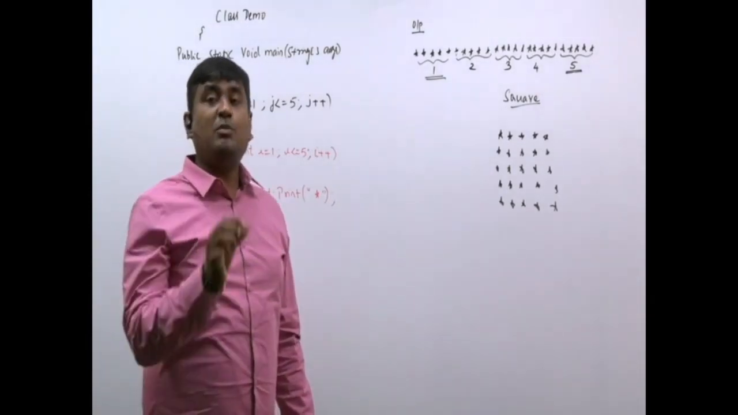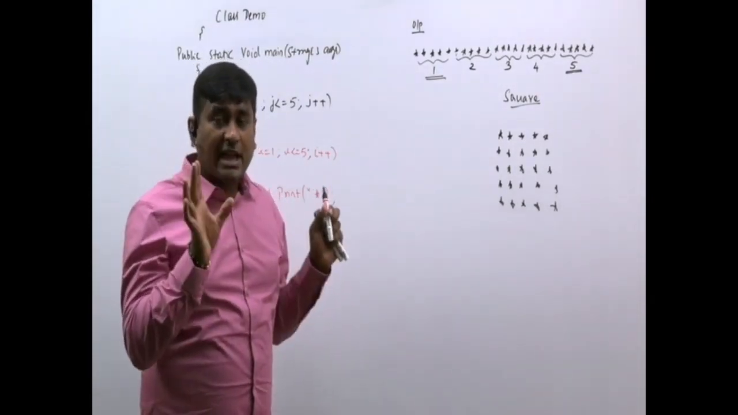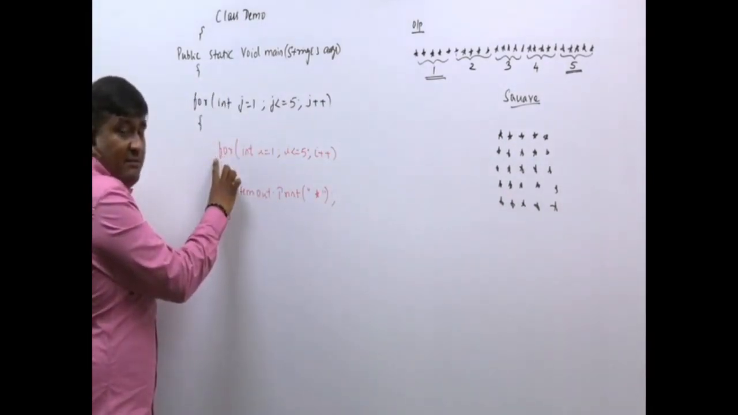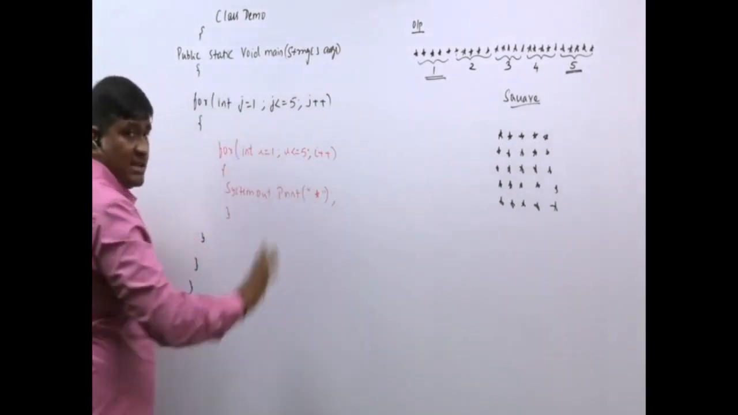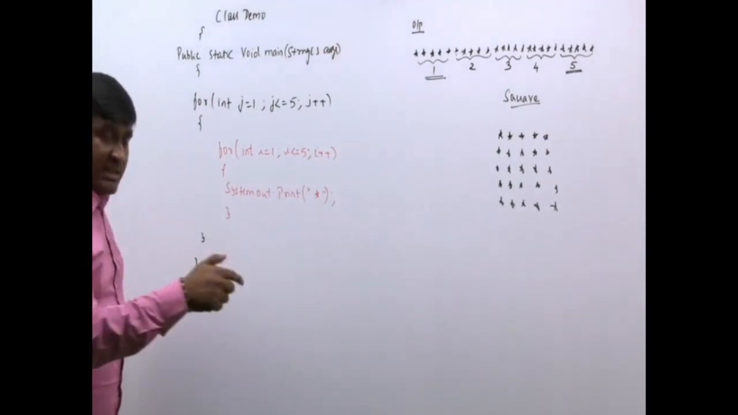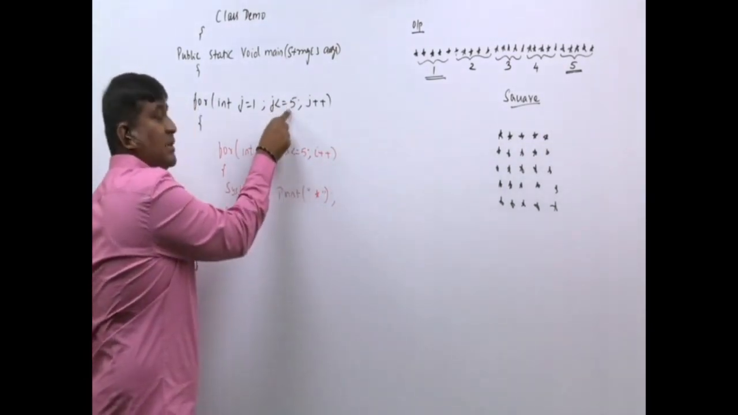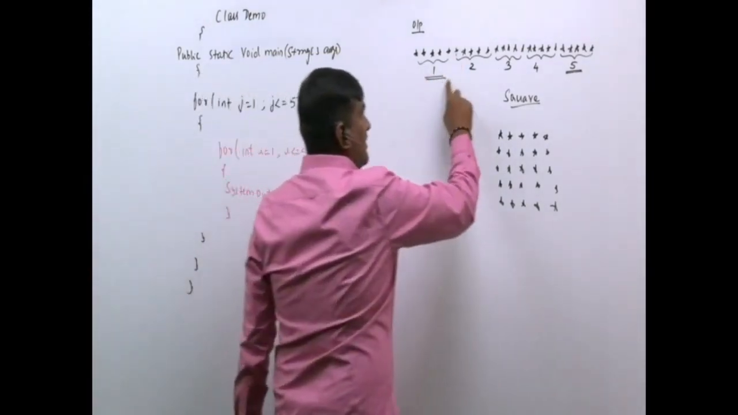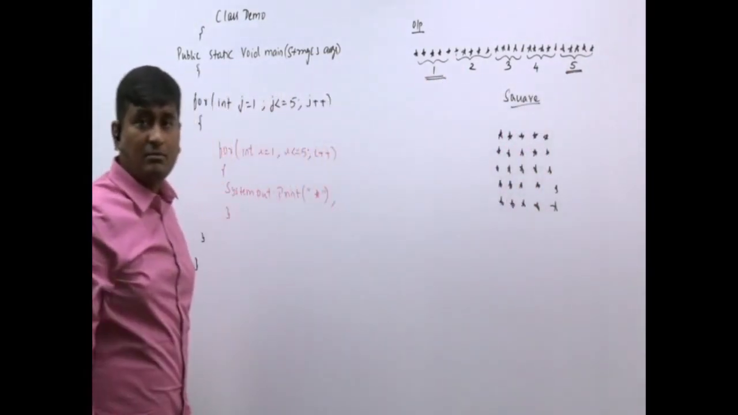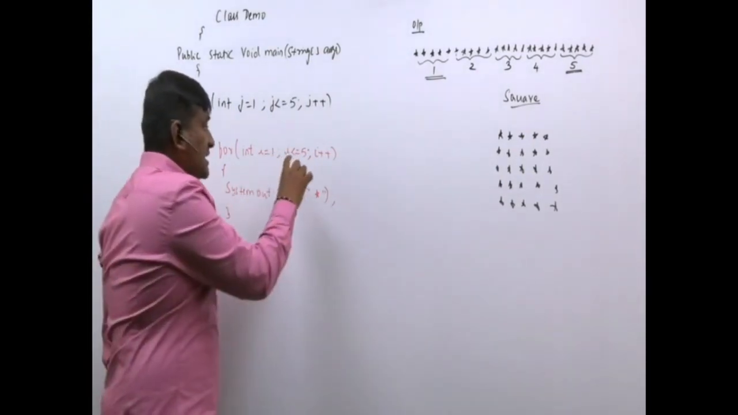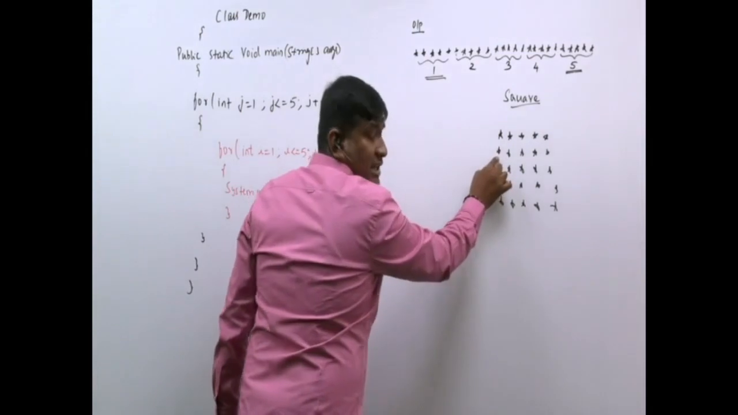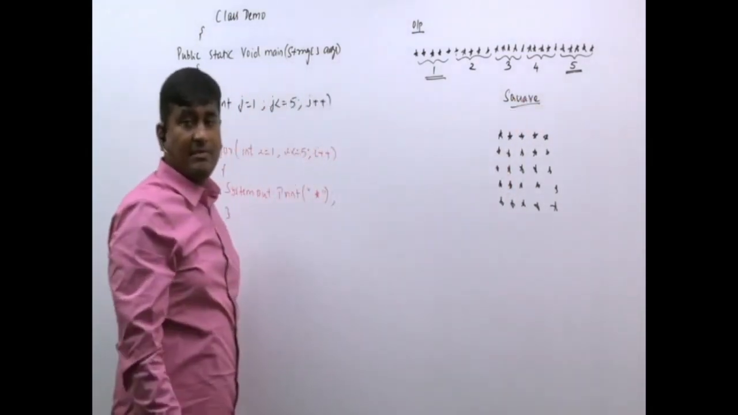Println. Where to put that println? Think and answer. I will give the hint once again. This for loop is printing 5 stars. How many times do you want to print those 5 stars? This fellow is telling that you want to display 5 stars 5 times. But now, after displaying these 5 stars, immediately the cursor should go to the next line. In the next line, it should display.